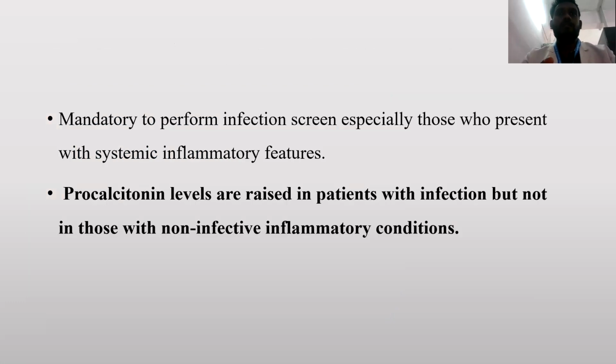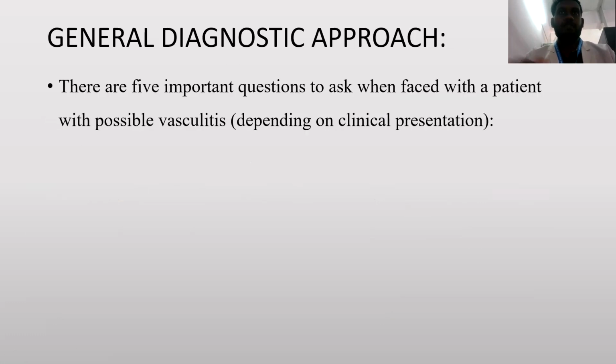So we should conduct a mandatory infection screening. If they have systemic inflammatory features, we should always perform an infection screen, mainly because even sepsis can present like vasculitis. Procalcitonin levels are raised in patients with infection, but not in those with non-infective inflammatory conditions. So procalcitonin level is one important thing which can provide an idea whether it's an infection.